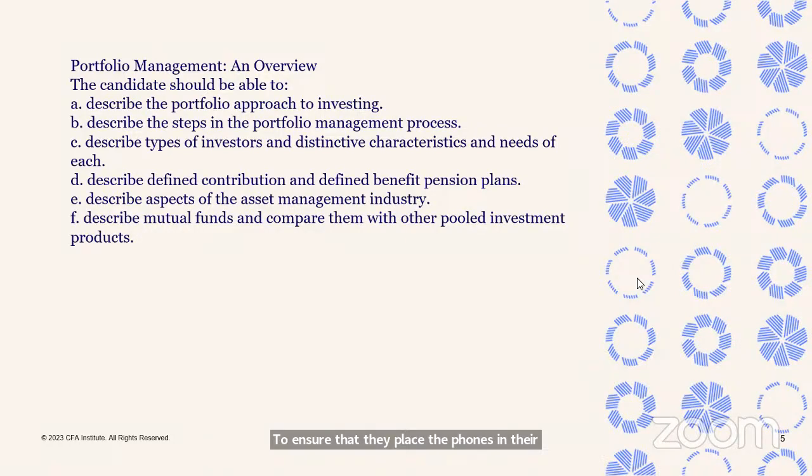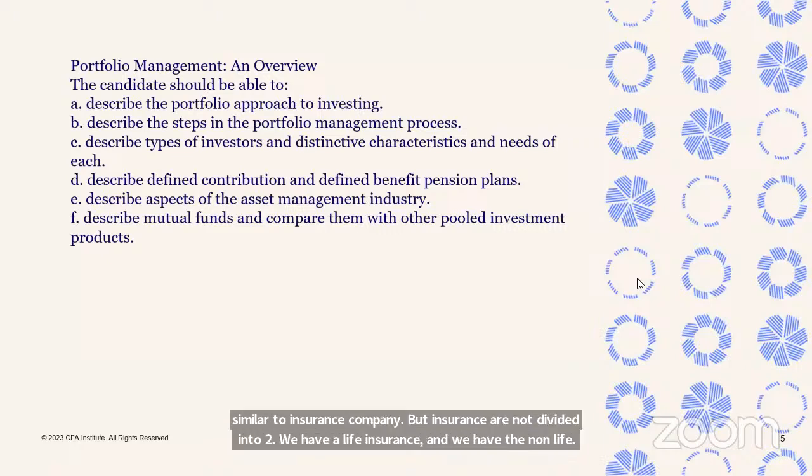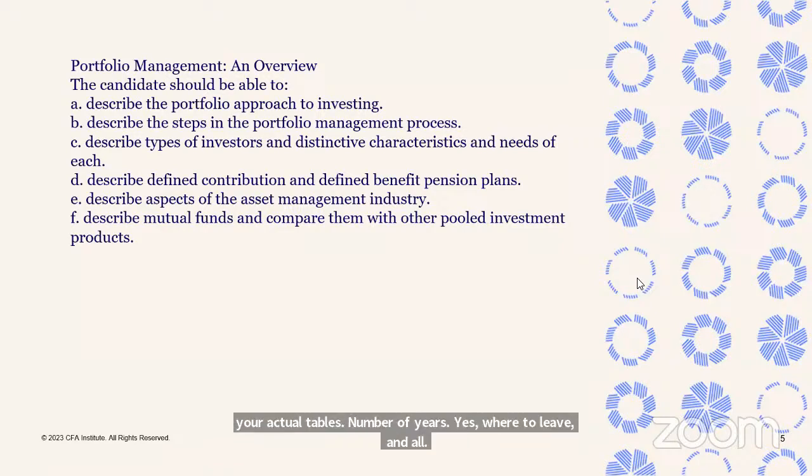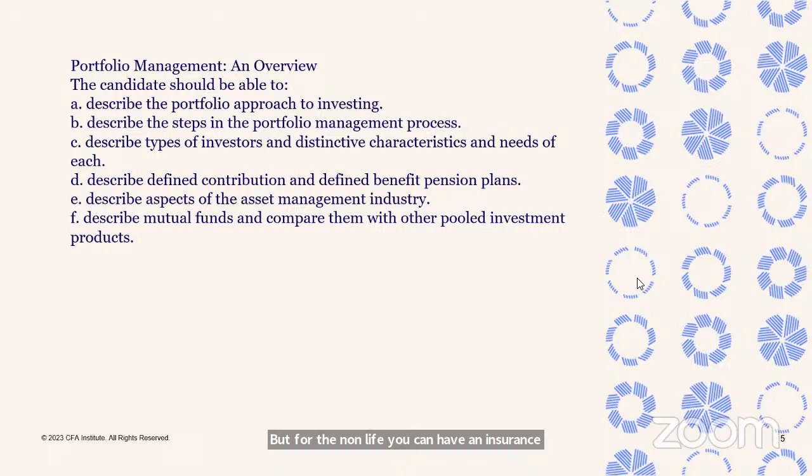Also similar to insurance companies, but insurance companies are now divided into two. We have the life insurance companies and we have the non-life. The life insurance companies have a longer time horizon than the non-life because it is based on your actuarial tables, the number of years you're expected to live. But for non-life, you can take insurance on your car in the morning, and by afternoon, or 10 minutes after, you make a claim. The insurance company cannot say that you just insured. They have to make you good. So non-life insurance, property and casualty, also have a shorter time horizon compared to life insurance, and they also have to be liquid.